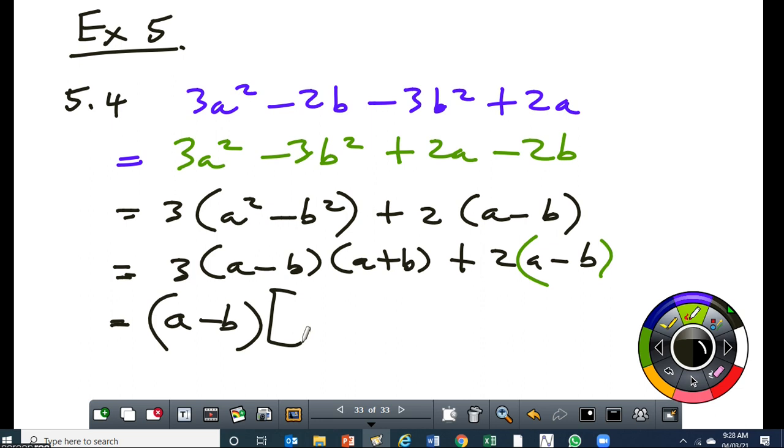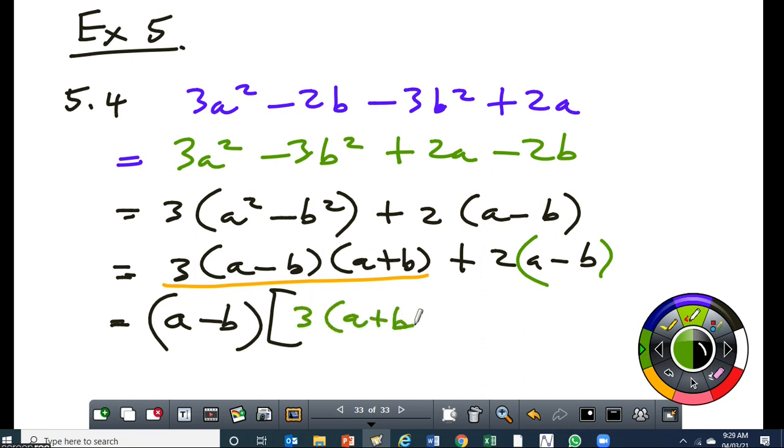Remember, your first term is this expression here. That's your first term. Okay? So I'm going to divide that first term by the common factor. If I do that, I'll end up getting 3 times a plus b, okay? Then if I divide this 2 times a minus b by the common factor, I'll get minus 2. Then I'll close the bracket. Okay? Are you following that?